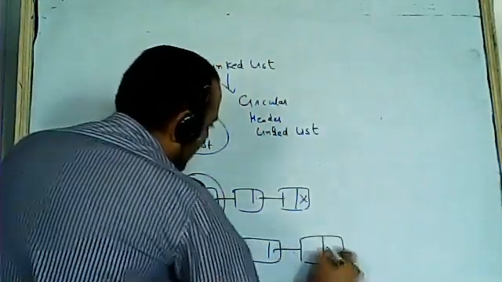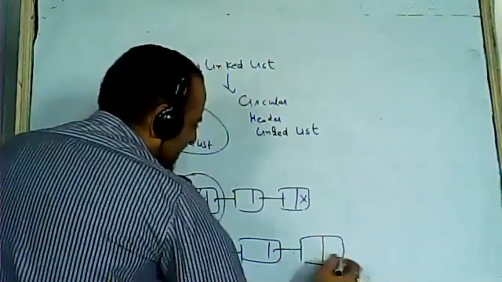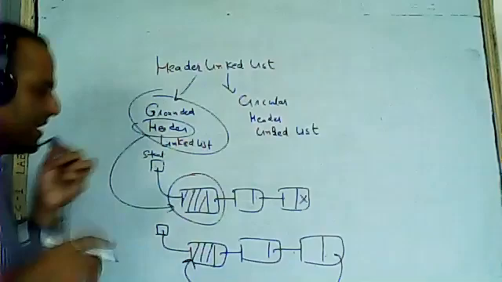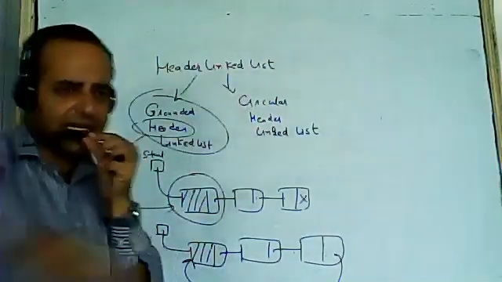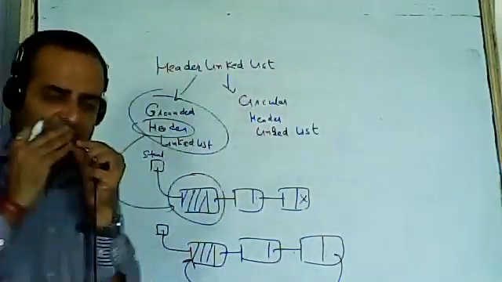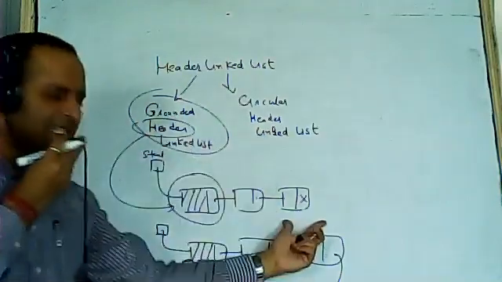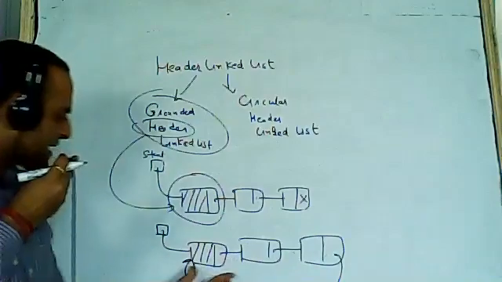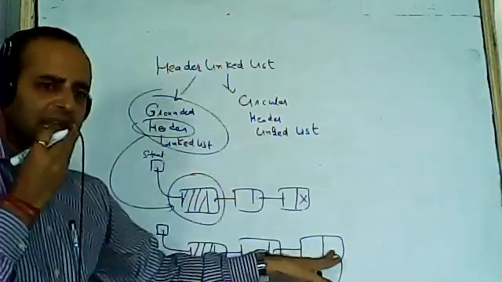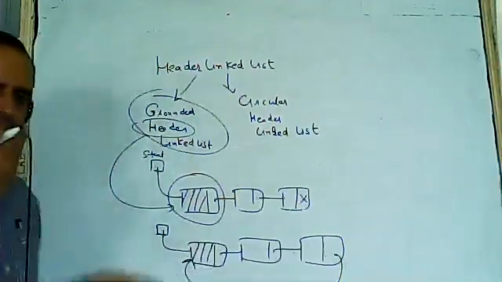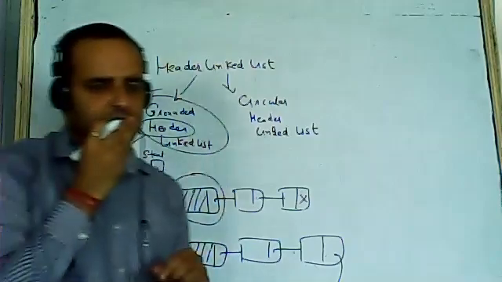But we don't have null at the last. The last node contains the address of the start. Circular, so it will rotate. Difference is clear? Grounded list is that which has null at the last, and circular is that where we don't have null at the last. It will contain the address of the first node.